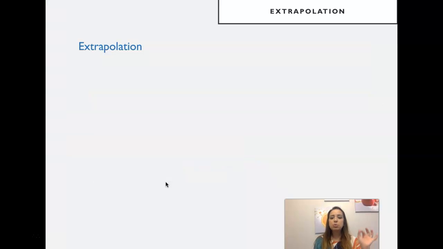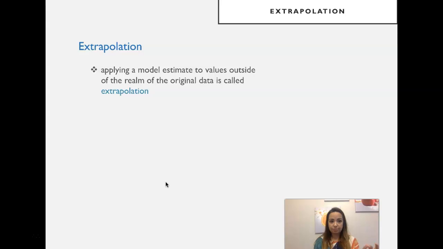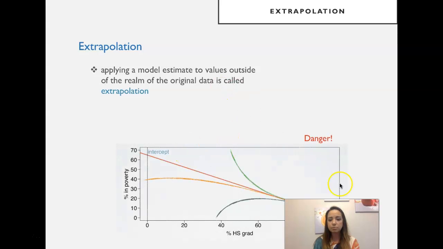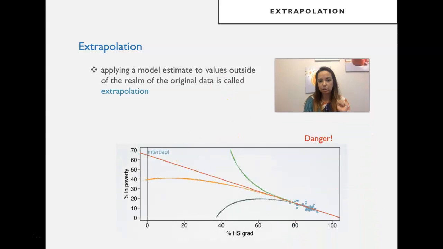What is the difference between prediction and extrapolation? Extrapolation is applying a model to estimate values outside of the realm of the original data. That's what extrapolation is. Let's see what I mean in a figure here.